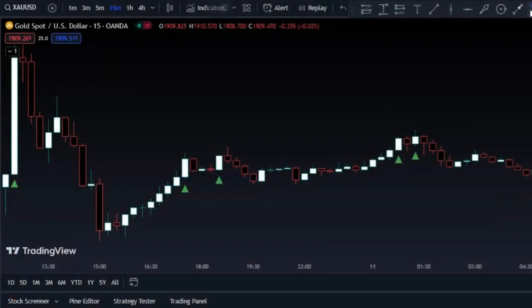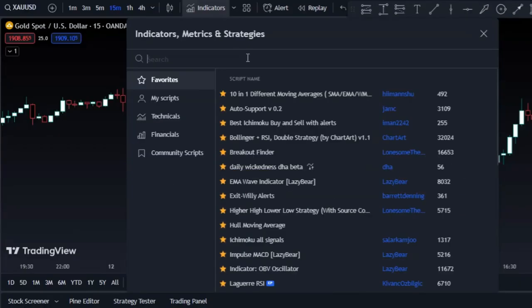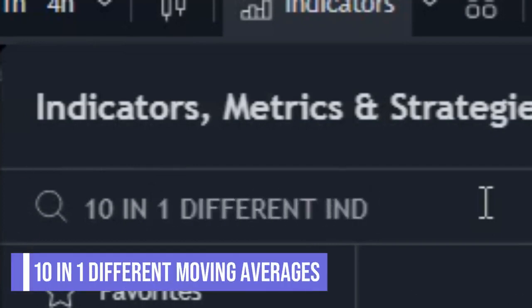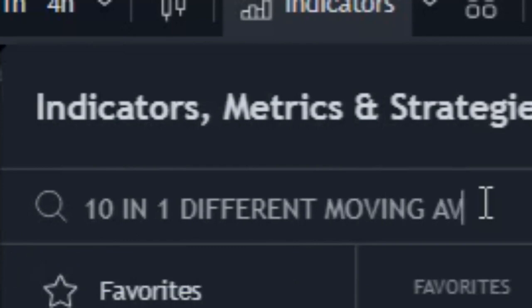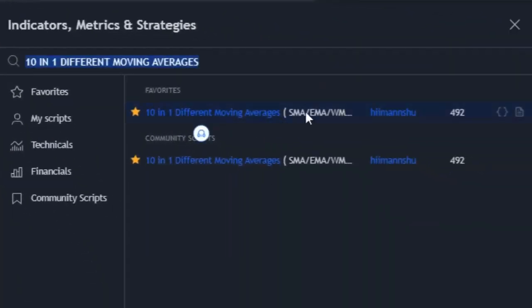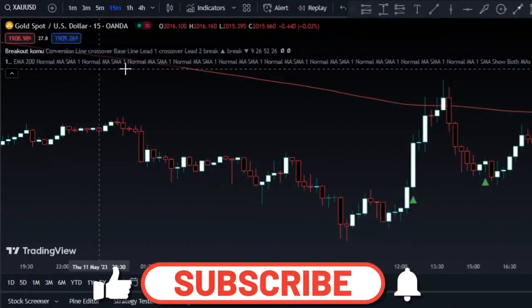Now we gotta make sure the market is headed where we wanna enter the trade. For that, we can use the 10 and 1 different moving averages indicator. Of course, first we gotta make some changes to the settings.